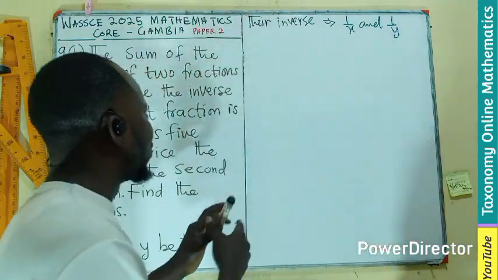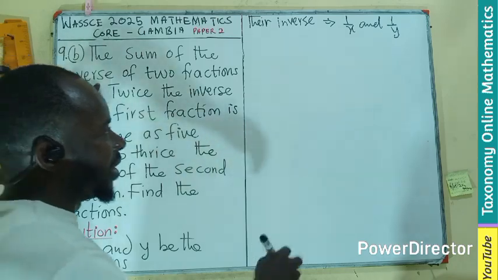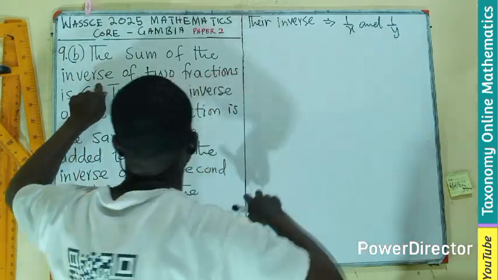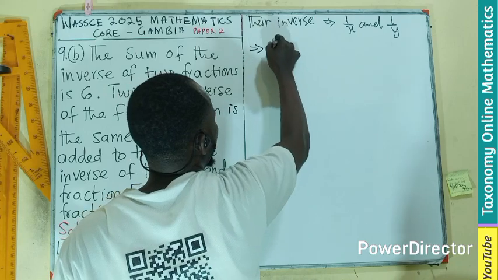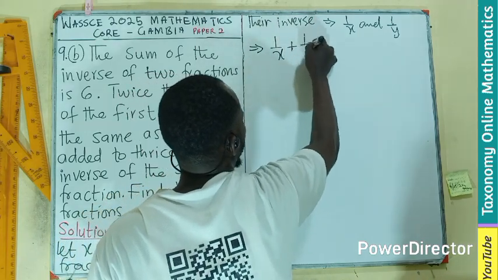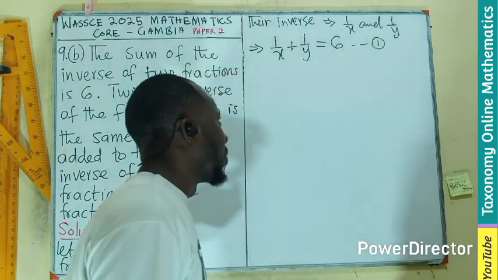So if this is what we have, we can begin by saying that the sum of their inverse, the sum of this and this, is 6. So this implies that 1 on x plus 1 on y equals 6. We have our first equation.